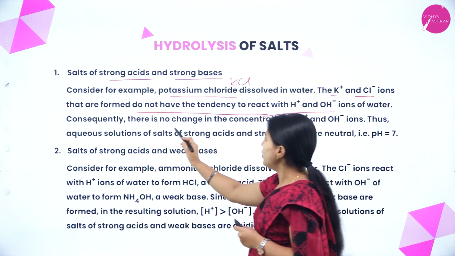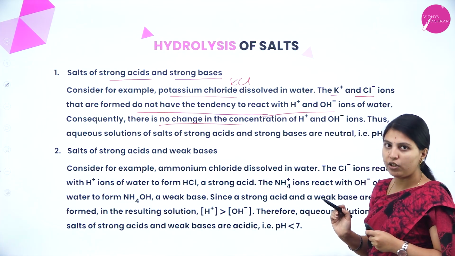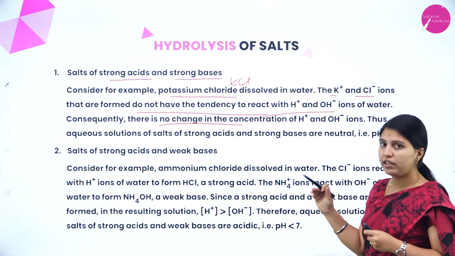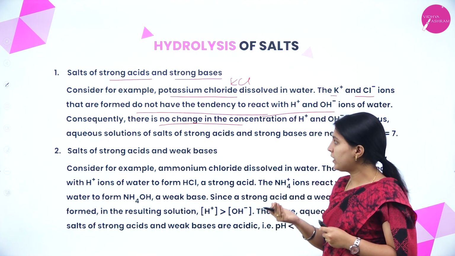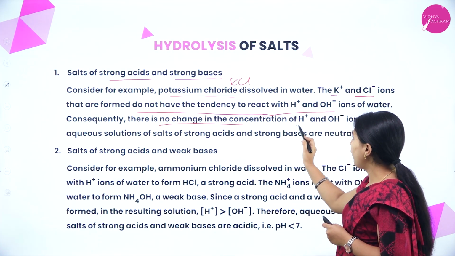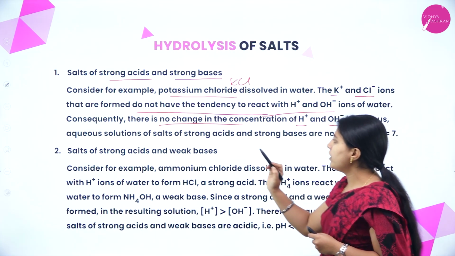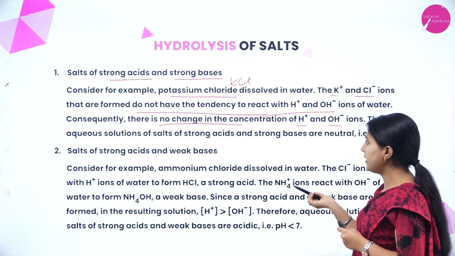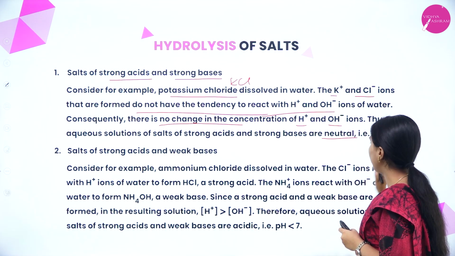Consequently, there is no change in the concentration of H+ and OH- ions also. K+ and Cl- are not reacting at all with H+ and OH- ions, so obviously the concentration of H+ and OH- will not change. Thus, aqueous solutions of salts of strong acid and strong bases are neutral. That is, pH equals 7.